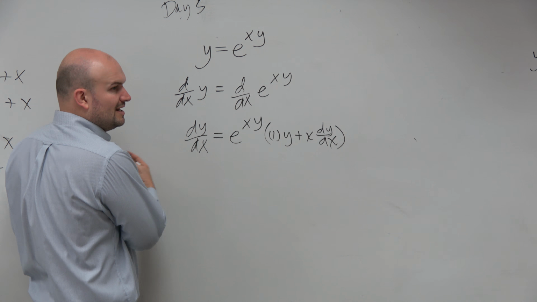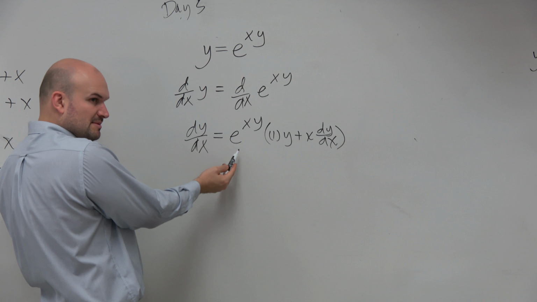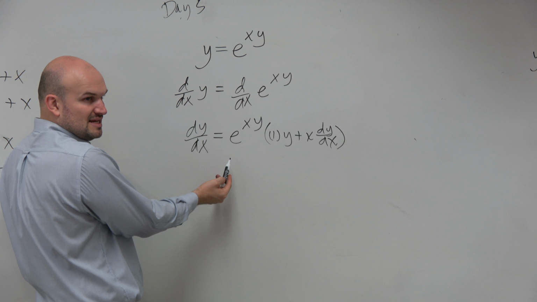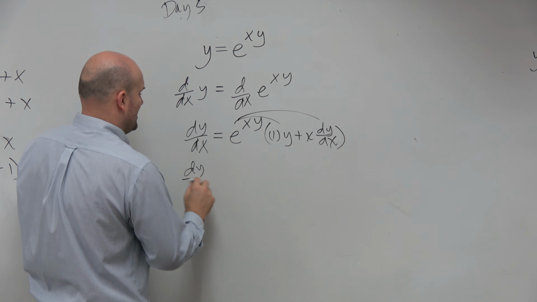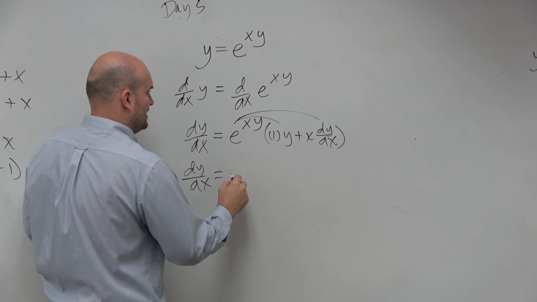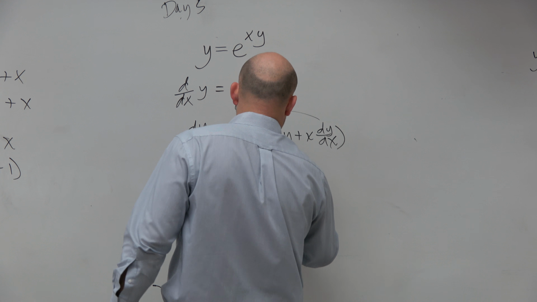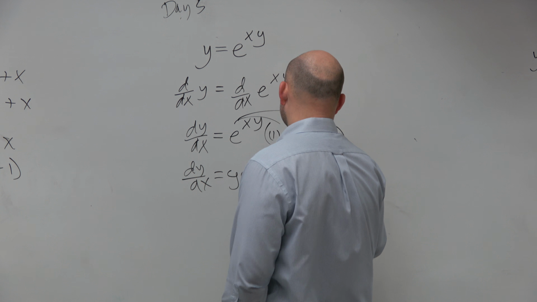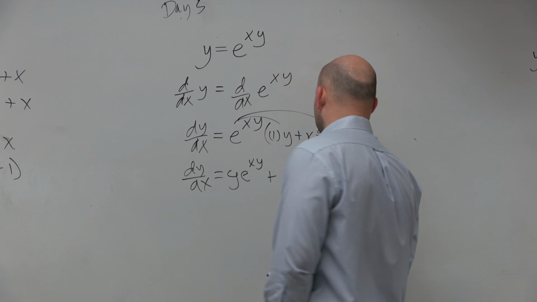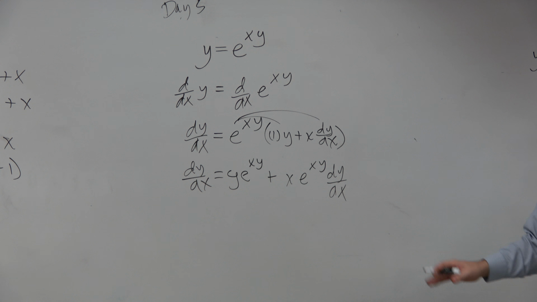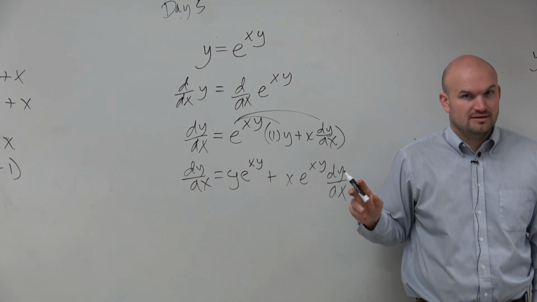If we need to get dy dx to the same side, I can't subtract the dy dx because that dy dx is being multiplied by e to the xy. Does that make sense? So you have to distribute here. So you get dy over dx is going to equal y e to the xy plus x e to the xy dy dx. Well, now I can get my dy dx to the same side.